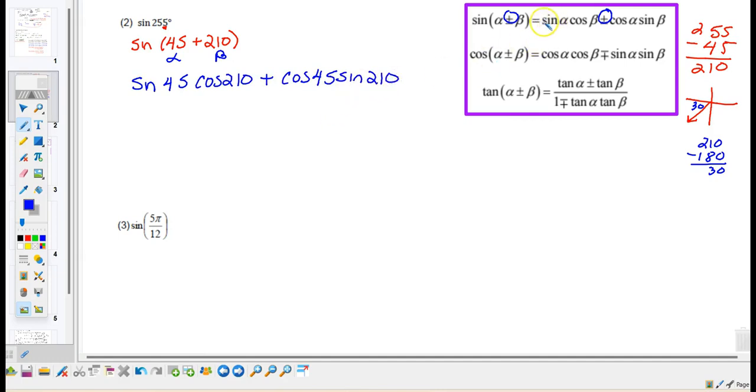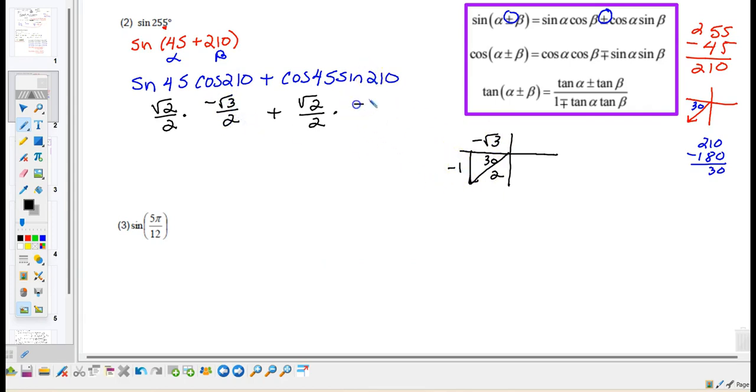So I took this left-hand side, sine 45, cosine 210, stuck with my adding, cosine 45, sine 210. We already had those values for sine and cosine of 45 from our first problem. And now this picture is too small. I'm going to draw it again over here. 210 is in quadrant 3, 30-degree reference angle, down 1, left root 3, radius is always positive. So cosine is x over r. Sine is y over r.